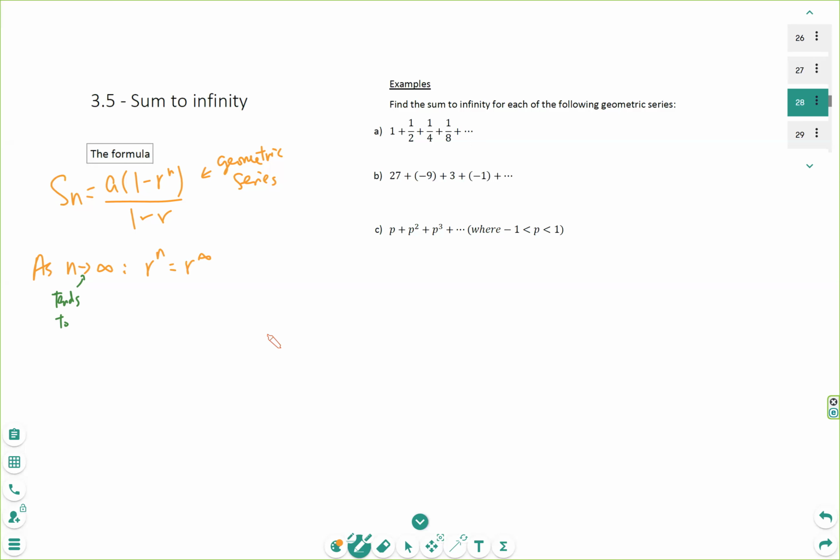Because r is less than 1 in converging series, therefore r to infinity tends to 0. Because r is a number less than 1, now think of it as 0.5.